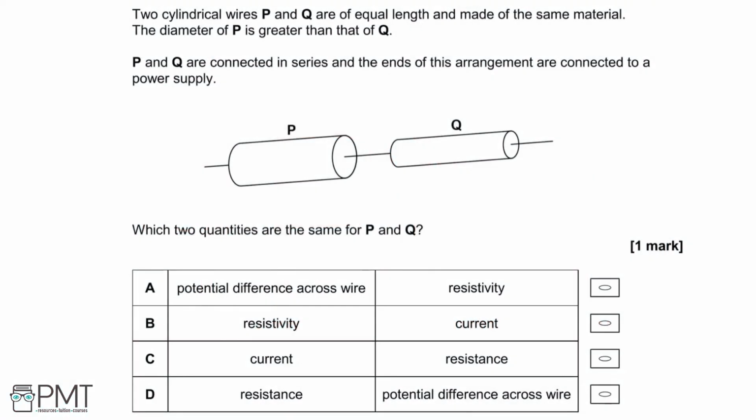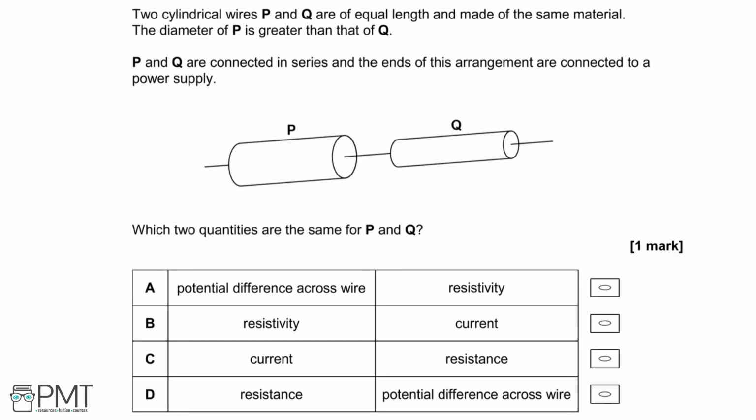2 cylindrical wires P and Q are of equal length and made of the same material. The diameter of P is greater than that of Q. P and Q are connected in series, and the ends of this arrangement are connected to a power supply. And we've got a diagram there of P and Q. You can see that P has got the higher cross-sectional area. Which 2 quantities are the same for P and Q?